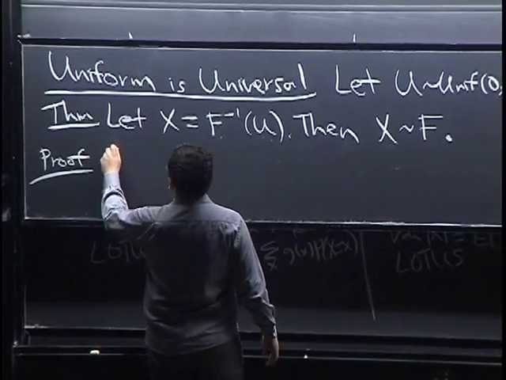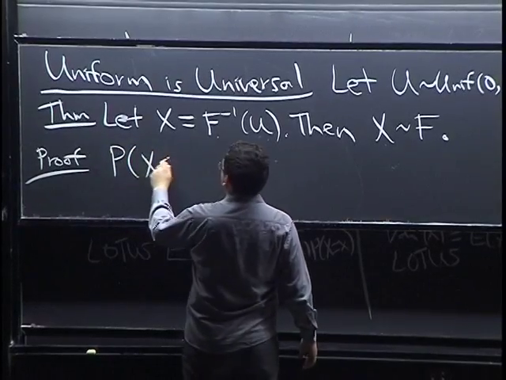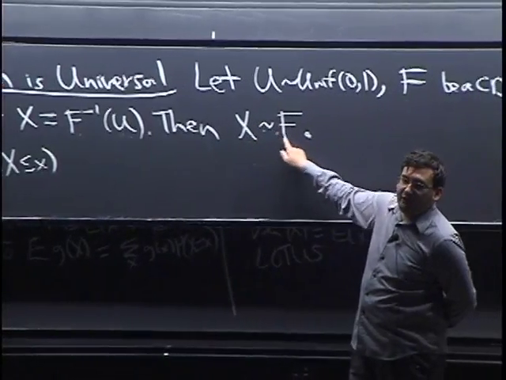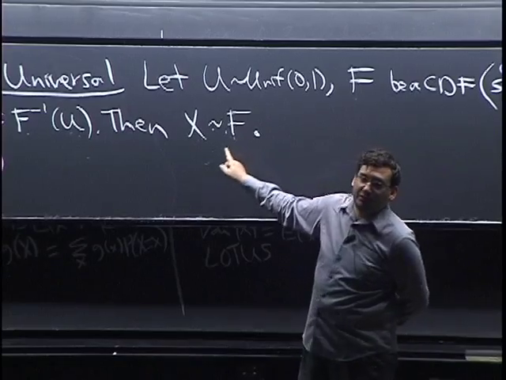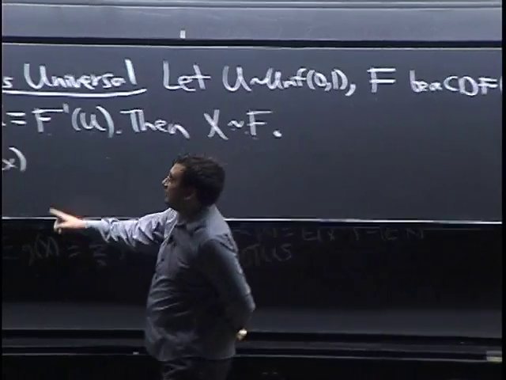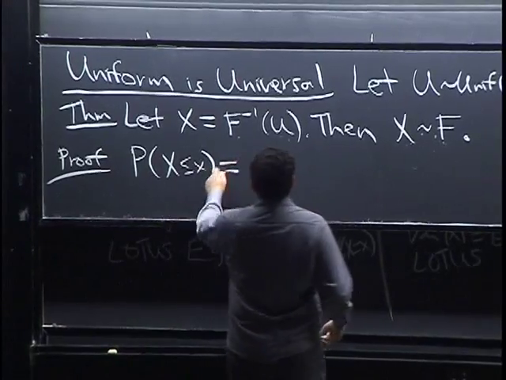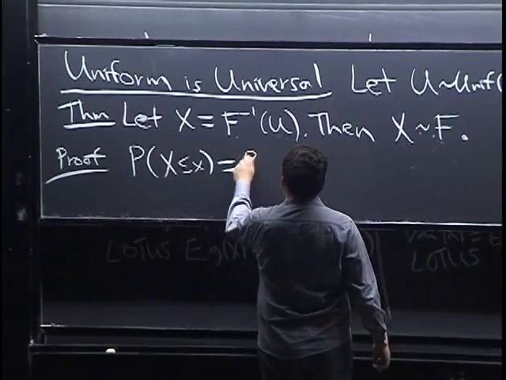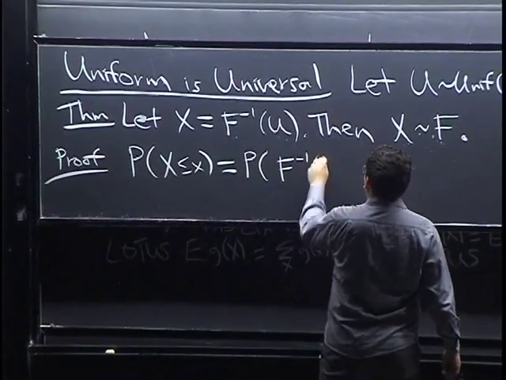So to prove this, all we need to do is compute the CDF of X, right? This notation means that X has CDF F, that is, X follows this distribution, okay? So all we have to do is compute the CDF of X. Well, that's actually pretty easy, because by definition, X is F inverse of U. I'm just plugging in what X is.